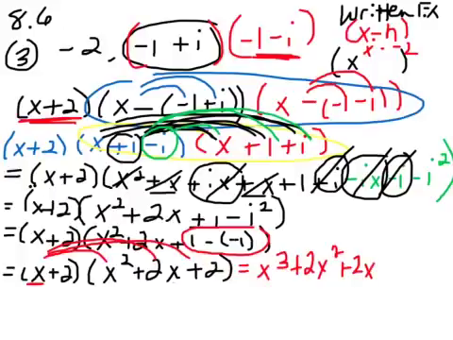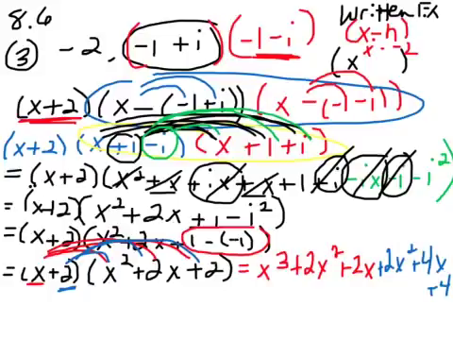Now, let's distribute the 2. I'll do that in blue, okay? 2 times x squared is 2x squared. 2 times 2x is 4x. I'll have to squeeze this other one in here. 2 times 2 is 4.